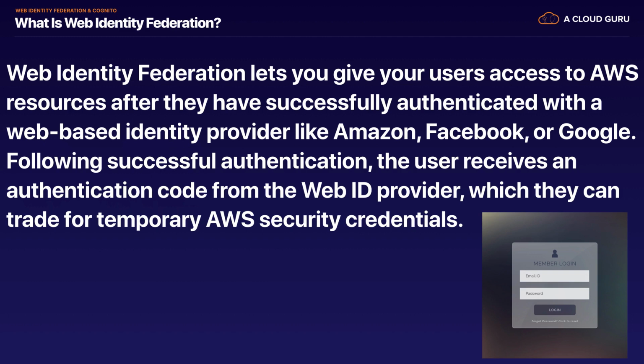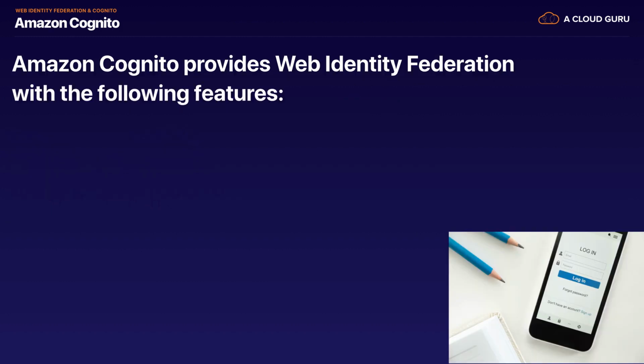So all Web Identity Federation is, is when you're trying to sign into a website using your Facebook credentials or your Google credentials or your Amazon credentials, etc. And what Amazon offer as a Web Identity Federation provider service is Amazon Cognito. So that's all it is. Amazon Cognito is a Web Identity Federation service, and it has a whole bunch of cool out-of-the-box features.